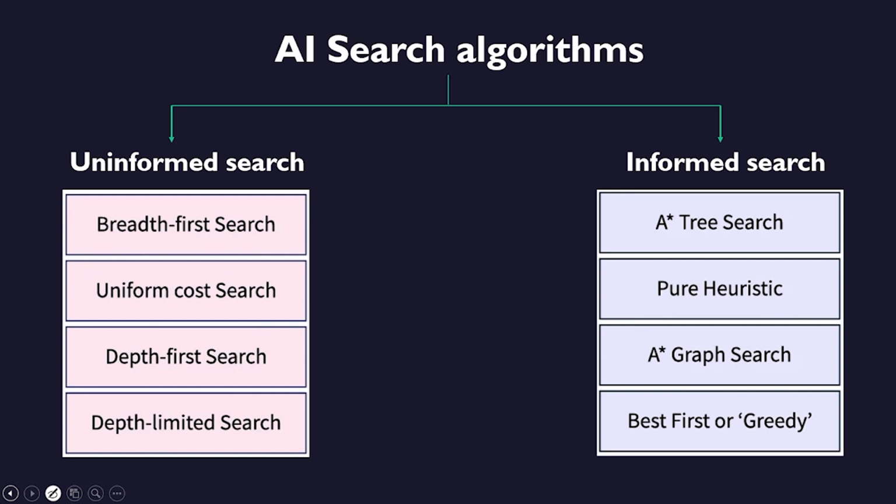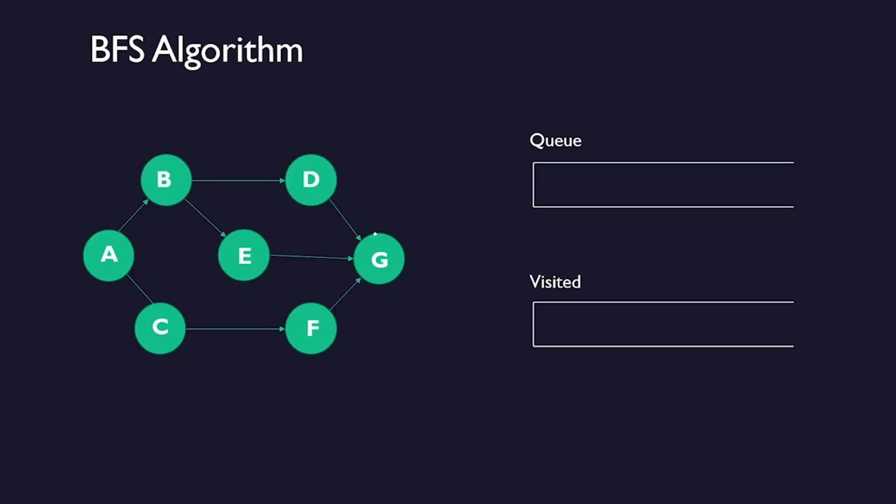In this video, we're going to be looking into uninformed AI search algorithms, and specifically we're going to be taking a look at the breadth first search algorithm. In order to understand it, I've taken a small example and we're going to be making use of a queue and a visited array in order to traverse through this graph.